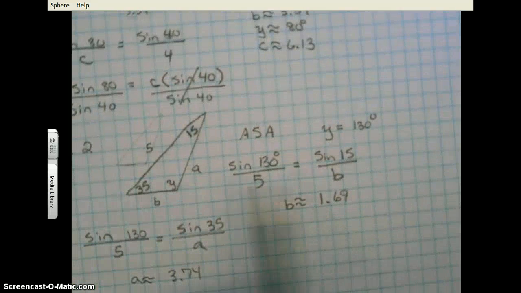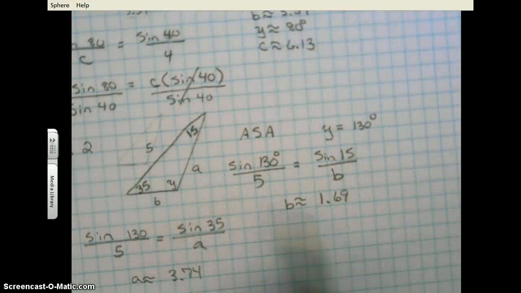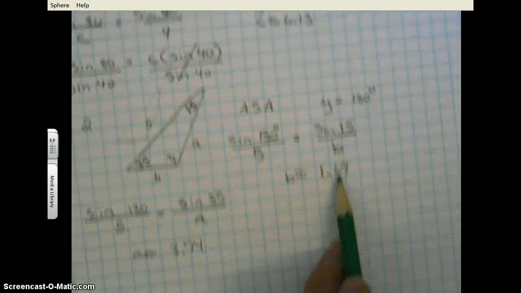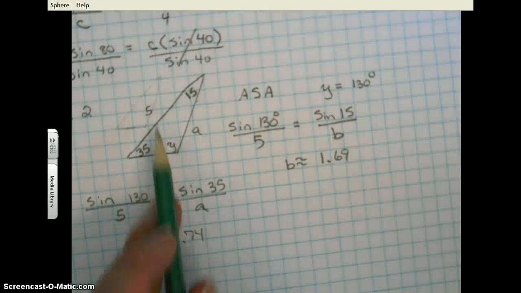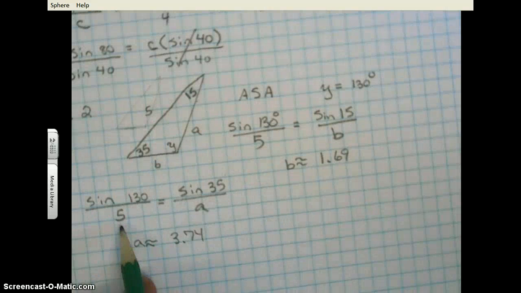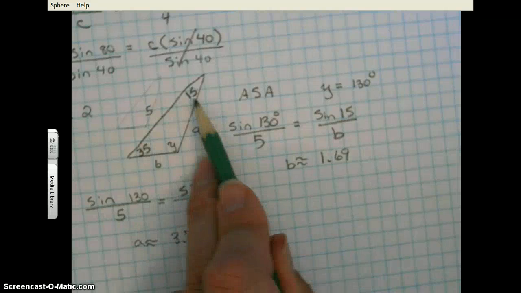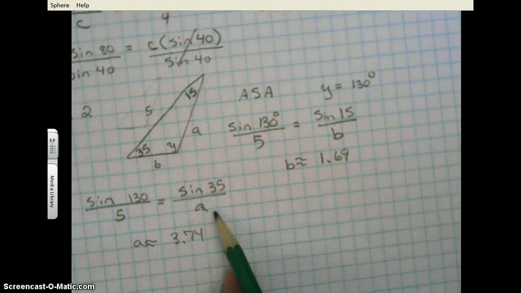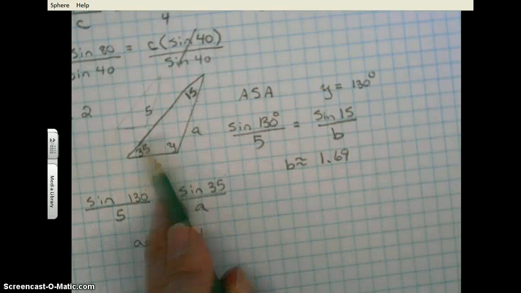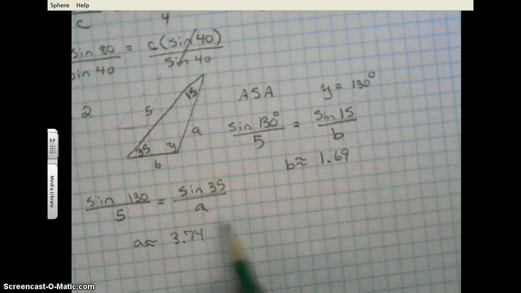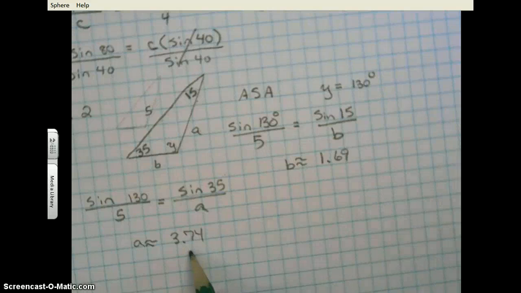Okay, using the same procedure, we cross multiply, solve for b, and we get approximately 1.69. Setting up the next one, I did the 130 and the 5 for the first ratio, and then I did 35 and a, angle to side, for the second ratio, and solve for a, 3.74.